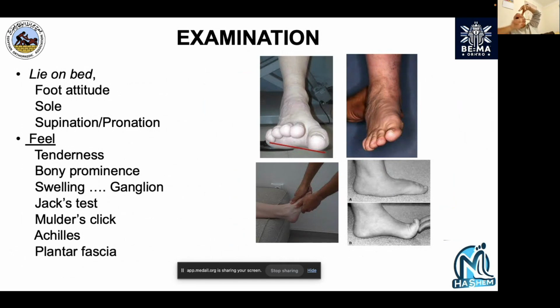Okay, what happens with the cavus? The forefoot, the arch is high arched. The arch is exaggerated. Yes, it means that the first ray has dropped more. Yeah, it's like that.